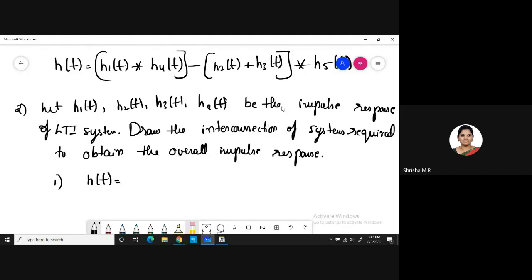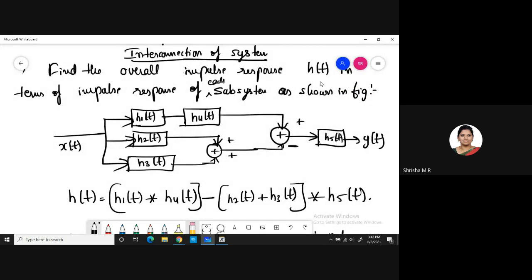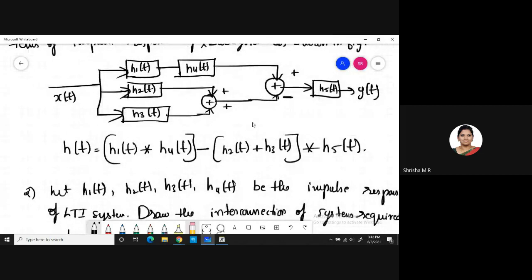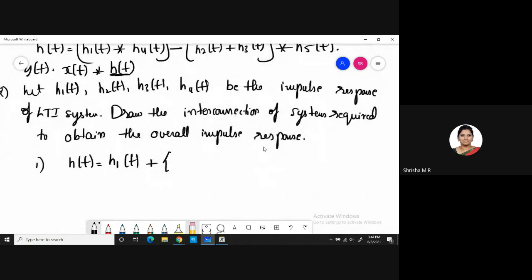Ma'am, in the previous problem, should we write x of t? They're asking you just h of t, right? So this is enough. If they ask you y of t, then you write x of t convolved with this whole thing, h of t. You replace it in place of h of t. Got it? Yes, ma'am. Here also they're asking you to find the overall impulse response only, h of t. This is drawing the interconnection of systems.